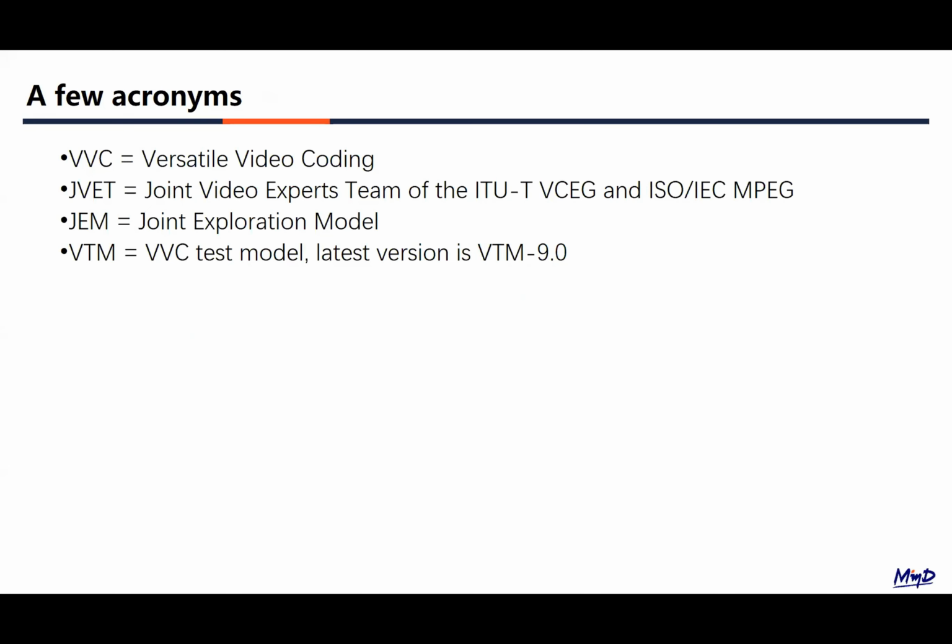So before I start diving in, a few acronyms. VVC stands for Versatile Video Coding. It is developed in the joint team called JVET. It's a joint team of the 2 organizations. And before VVC, we had the Joint Exploration Model, or JEM in short, to help us do the coding tool technology development. And after VVC started, we've been using VTM, which stands for VVC Test Model, and the latest version is VTM 9.